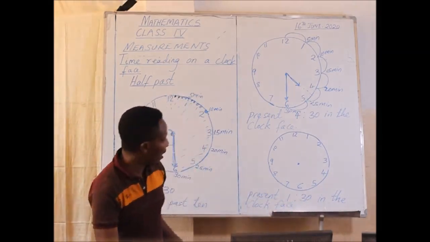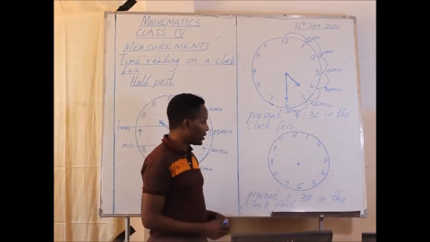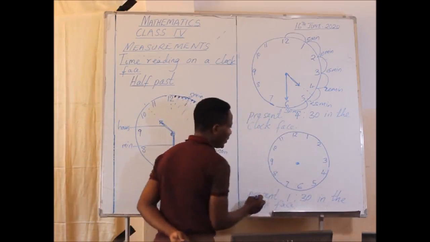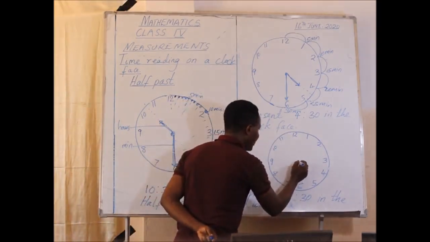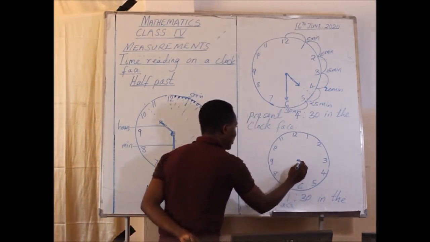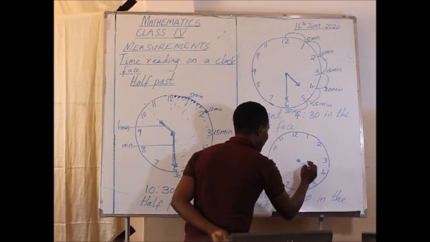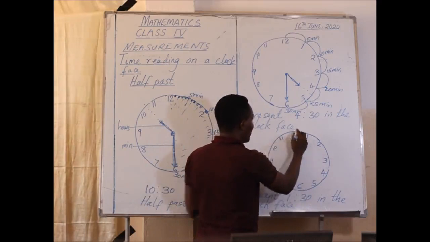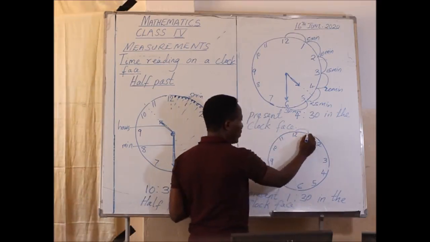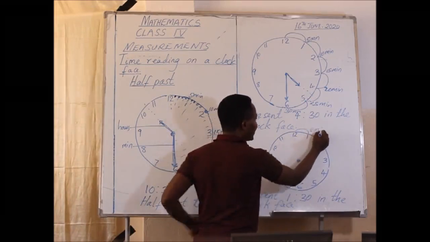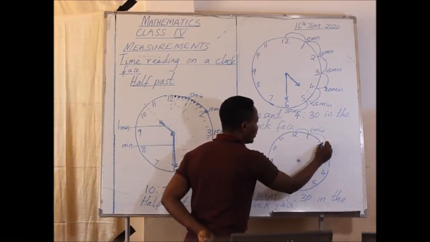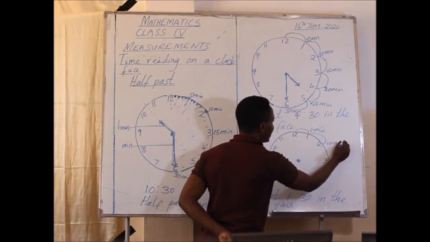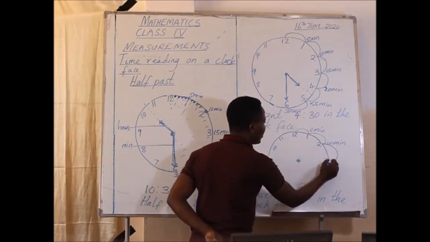Now, as I've told you, in a clock face the two arms are used in showing the time. The long arm shows the minutes. When it is 1:30, how do you get these 30 minutes? I told you we count from 12 to 1, it is 5 minutes. From 1 to 2, 5 minutes. So this makes 10 minutes. 10 with 5 minutes again, we get 15 minutes.